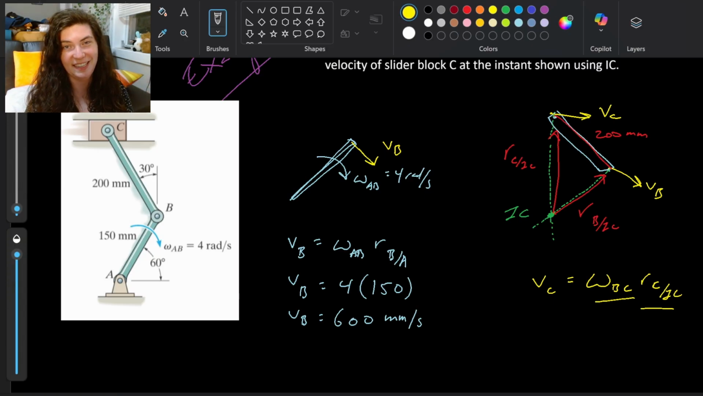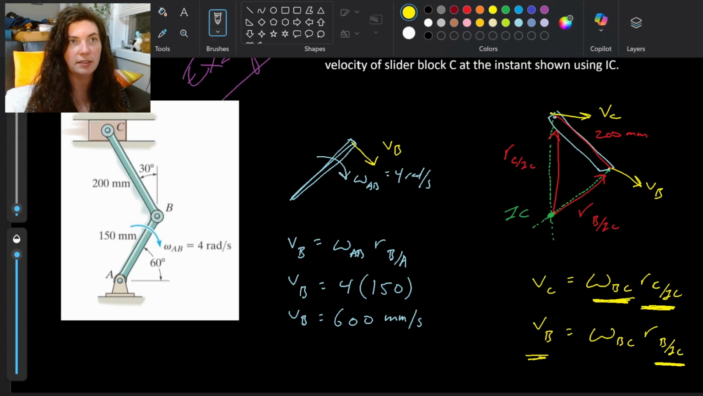So I need both of these things, right? I need some way to find both of these things. And I can clearly see that if I make a triangle here, I can get that R of C with respect to IC. And then I also know that I can use that to find my omega, because I have this relationship of VB equals omega BC times RB with respect to IC. And I know what VB is. So if I can find this guy, I can find my omega BC. I can use that to plug it in up here. I can find my R of C with respect to IC and find my velocity of C.